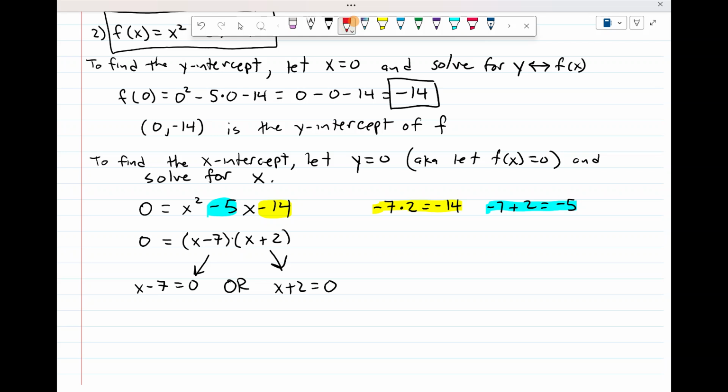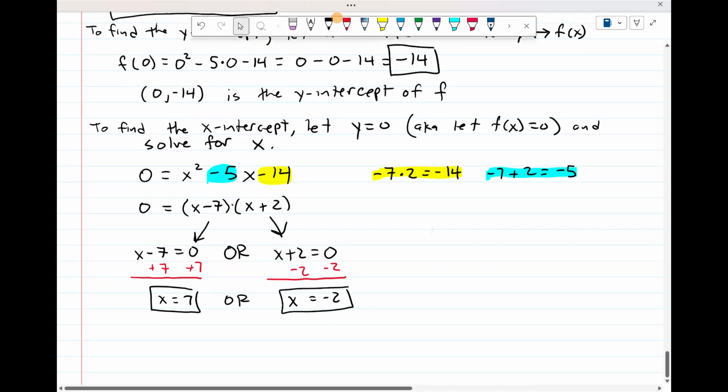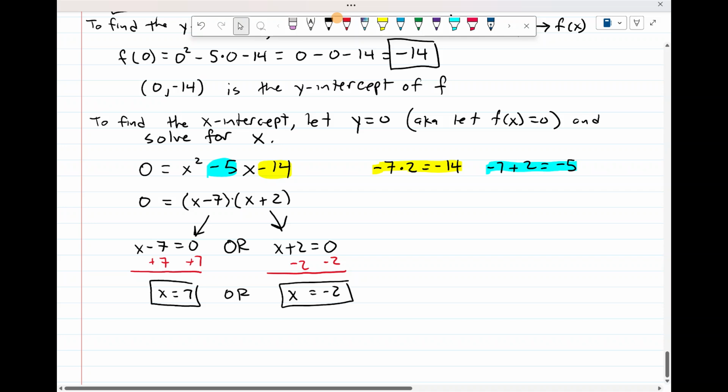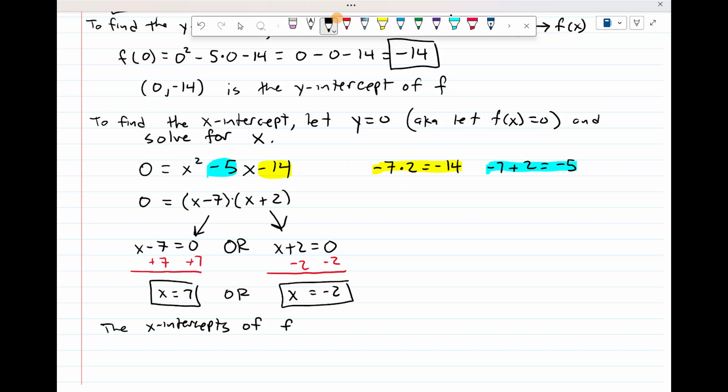And so then I just have two simple equations that I can solve. I'll add 7 to both sides here, and I end up with x equals 7. And in this equation, I subtract 2 from both sides. I end up with x equals negative 2. So these are the zeros of this function, but I want to find the x-intercepts. I should express those as points. So the x-intercepts of f are 7, 0, and negative 2, 0.